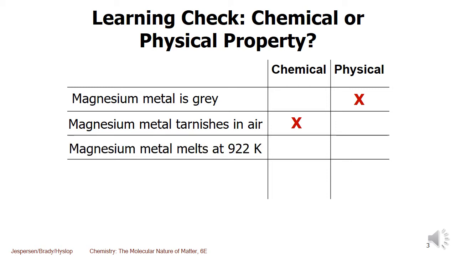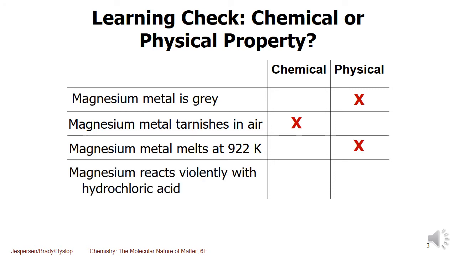Magnesium metal melts at 922 Kelvin. It is a physical property. Magnesium reacts violently with hydrochloric acid. This is a chemical property. So any property related to how the material looks is a physical property. The properties that are related to the behavior of the material are chemical properties.